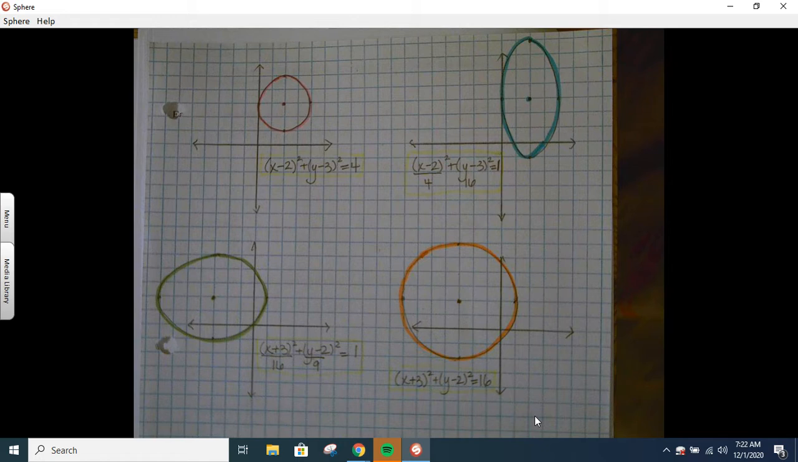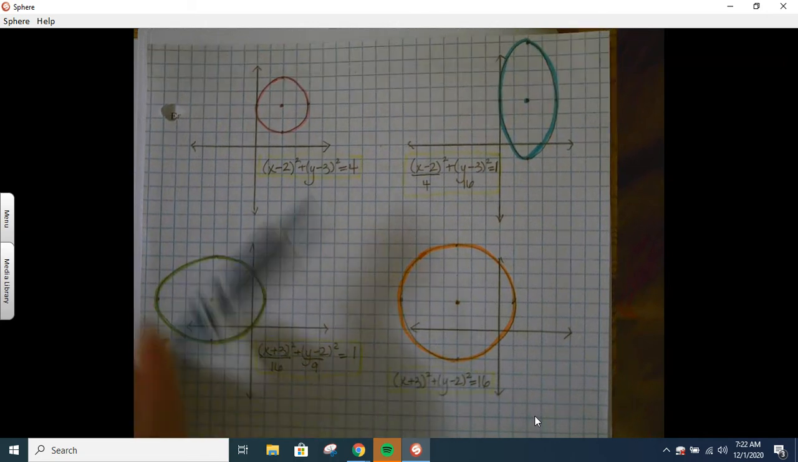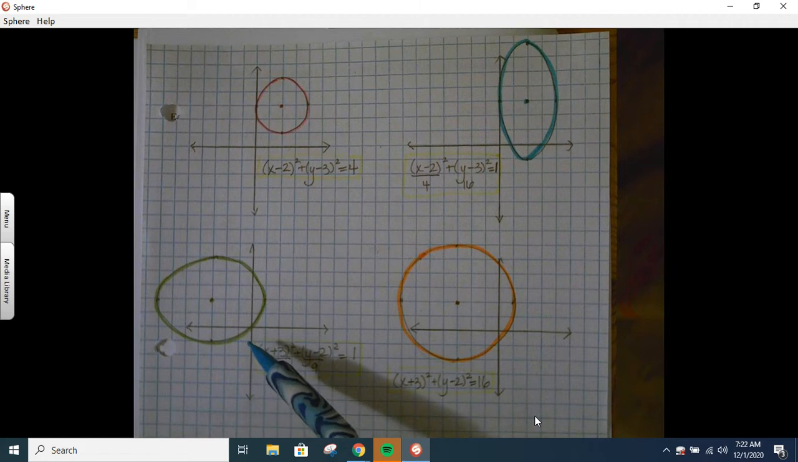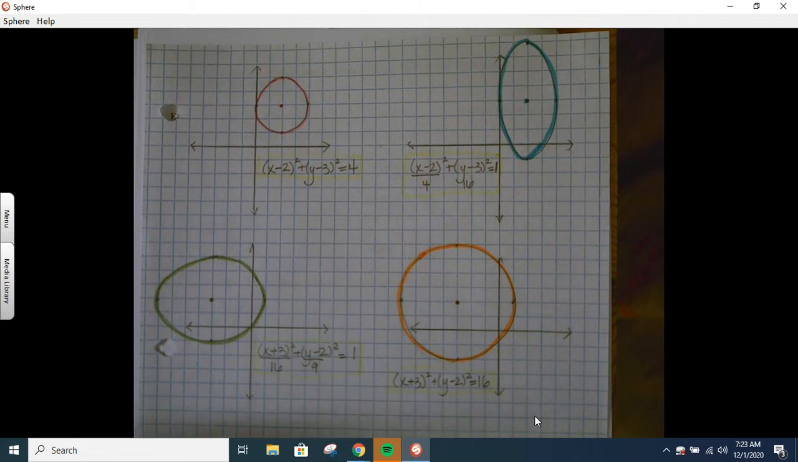When you're looking at the graphs, you might notice two circles. These are the equations for circles that we've talked about before. And then these are ovals, and these are called ellipses. I want you to compare the equations of the ellipses to the equations of the circles. You might notice they seem pretty similar.